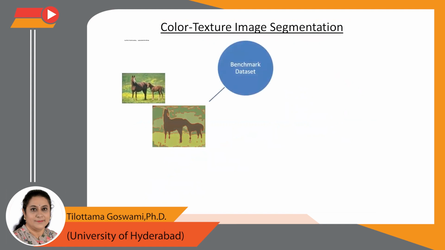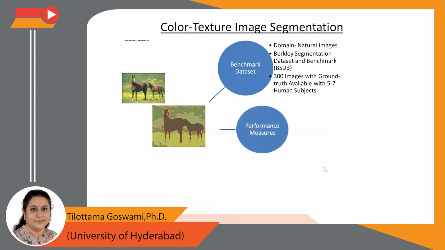The images for research activities are taken from benchmark datasets. One of the most widely used benchmark datasets for natural images is the Berkeley segmentation dataset, which has 300 images. In order to do a performance evaluation on the segmentation achieved, ground truths are required, which are provided with the benchmark dataset, where each image is segmented by 5 to 7 human subjects. As segmentation is subjective in nature for humans, 5 to 7 ground truths for each image are obtained.